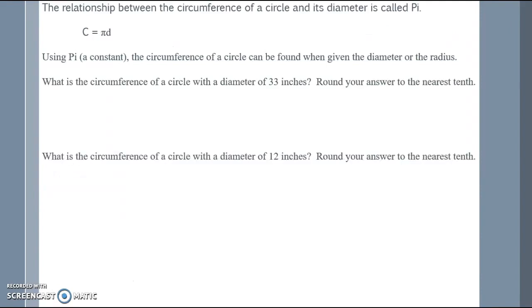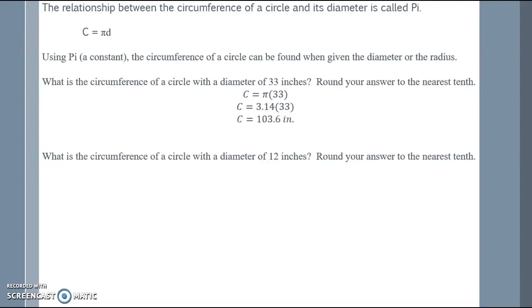The relationship between the circumference of a circle and its diameter is called pi. Circumference is known as pi times diameter. We use pi, which is a constant. The circumference of a circle can be found when given the diameter or the radius, since we can use the radius to find the diameter. What is the circumference of a circle with the diameter of 33 inches? Round your answer to the nearest tenth. So circumference is equal to pi times 33. We're given the diameter. We use 3.14 for pi, so 3.14 times 33 gives us 136 inches.